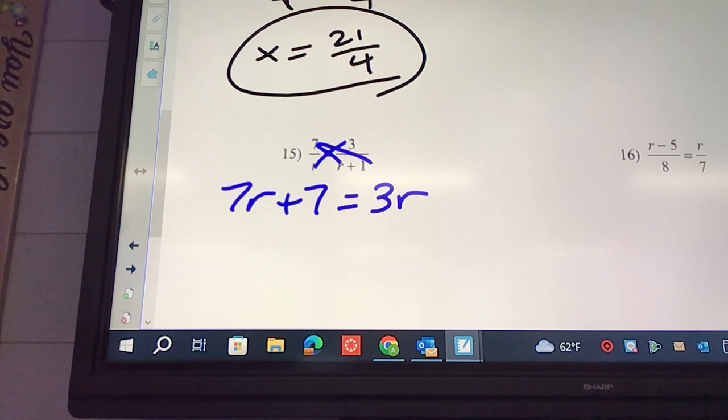Okay, so here's where you're going to see some differences. Now, I always say letters go to the left, numbers go to the right. So that way you always end up with your letter by itself on the left side. So the 3R, doing my method, yes, you would need to move the 3R. However, that does create some more work.